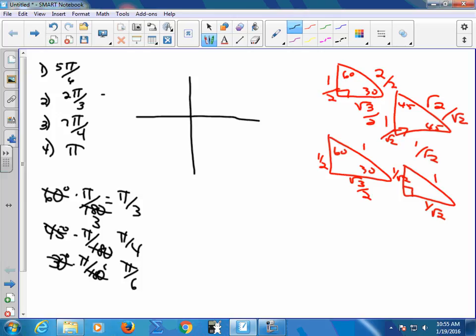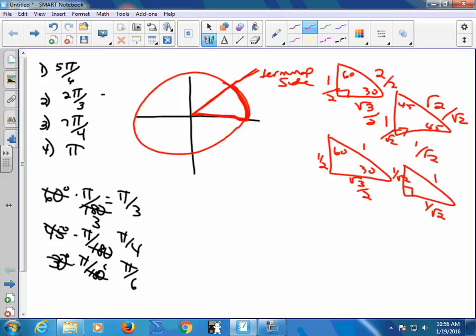Now, an easy way to locate these is this. If this is my circle, we always open up in standard position. My angles open up this way, counterclockwise. They start here and open up. This we call the terminal side, where it stops right there. So say, for instance, this angle is 30 degrees.